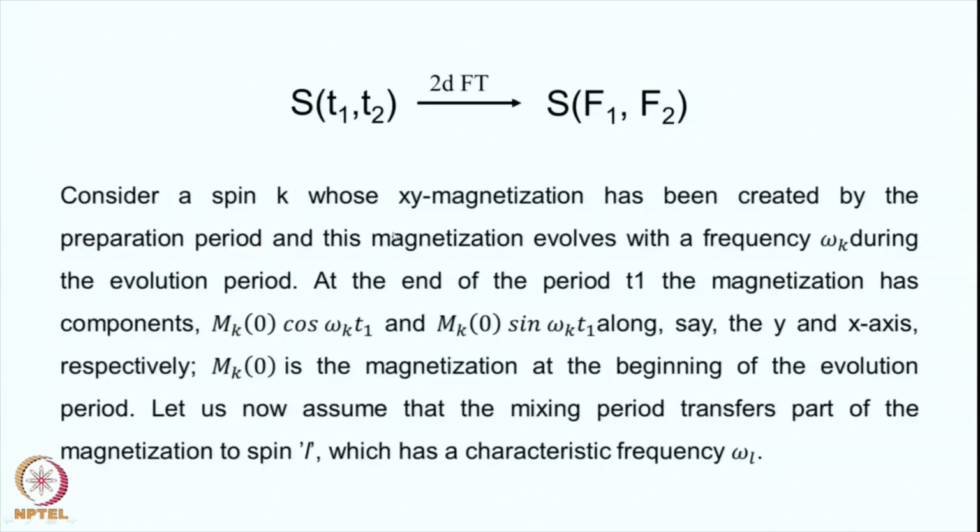So, now let us put it a little bit more formally. Here we have S(T1, T2). We have generated a 2-dimensional data set as a function of time variables T1 and T2.